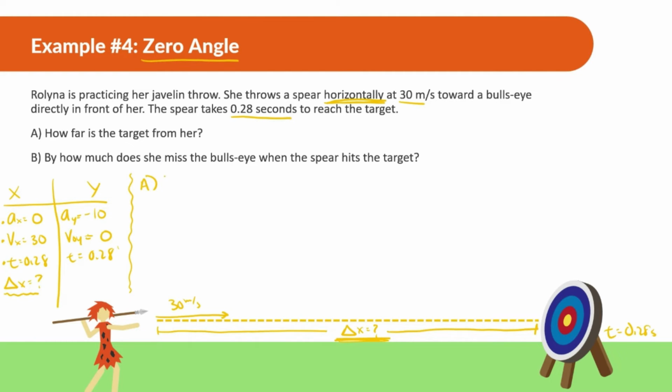The only equation we have for the x direction is velocity in the x is equal to displacement in the x divided by time. And now we're going to manipulate this to find displacement. Displacement in the x is equal to velocity in the x times time. Velocity in the x is 30. Time is 0.28. And let's do this. 30 times 0.28. 8.4 meters.